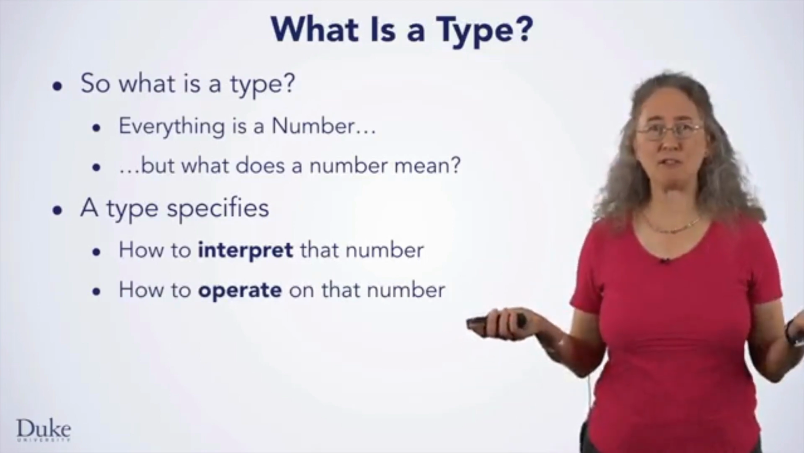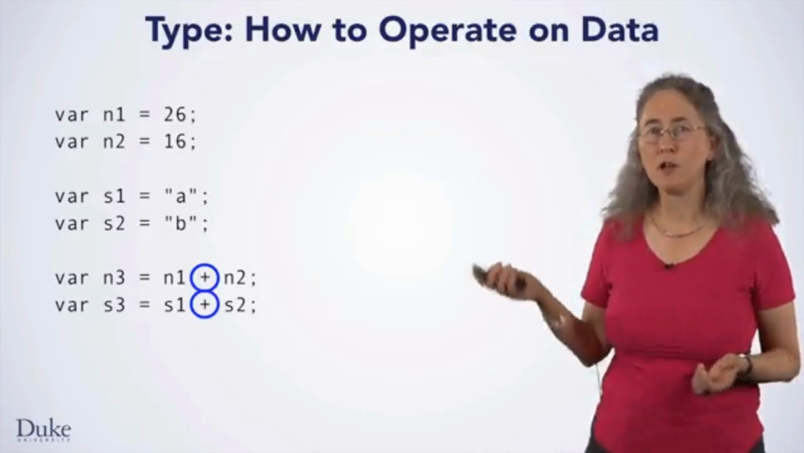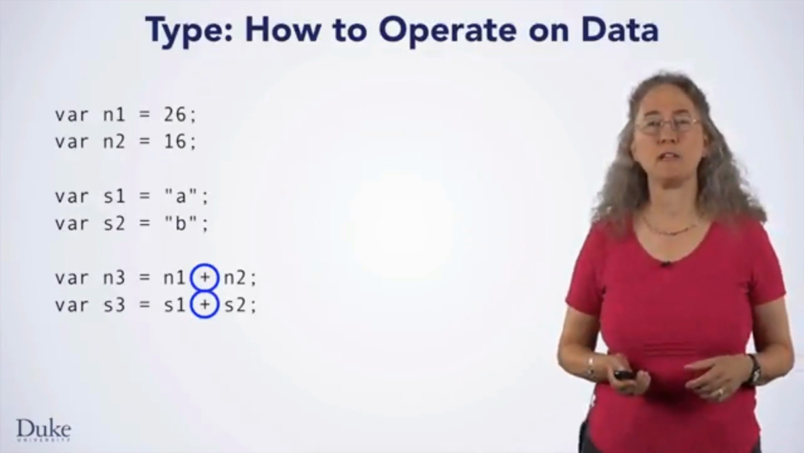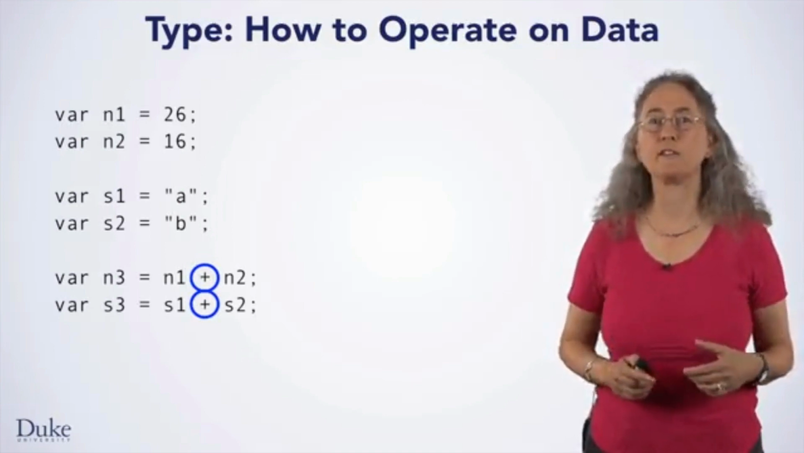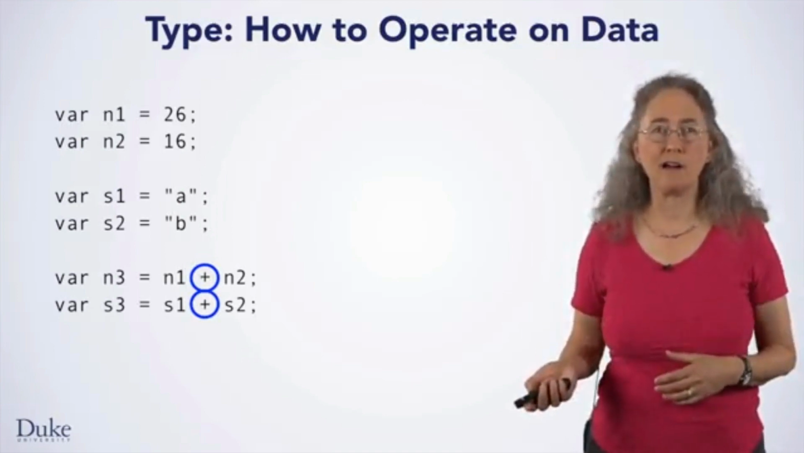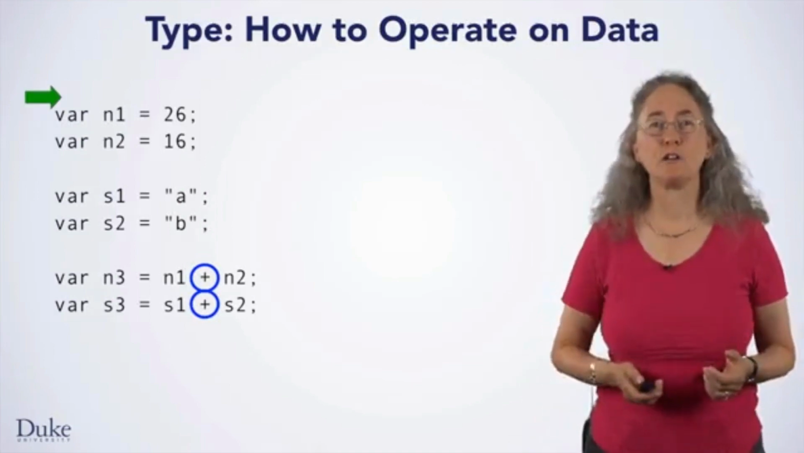This may sound confusing, so let's look at an example. Here we have some code, which has two plus operations in it. As you are about to see, these two pluses will do different things since they will operate on different types of data. Let's step through the code.